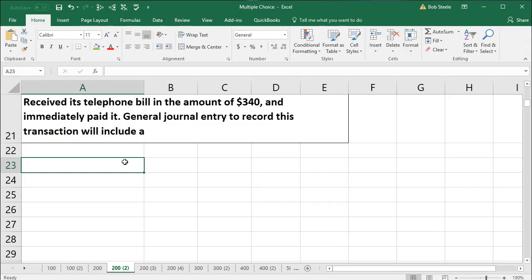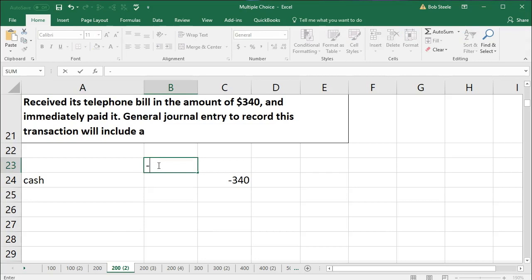So in this case, received its telephone bill in the amount of $340 and immediately paid it. Therefore, I would first think about cash. Is cash affected? We're going to say, yeah, it paid cash. So I'd write that down, and I'm going to put that on the credit side. I'm going to represent it with a negative 340. Note that the credit's going to go on the bottom typically, but I'm still going to think of that first, because that's going to help us to then see what else is happening. That's the easiest thing to think about.